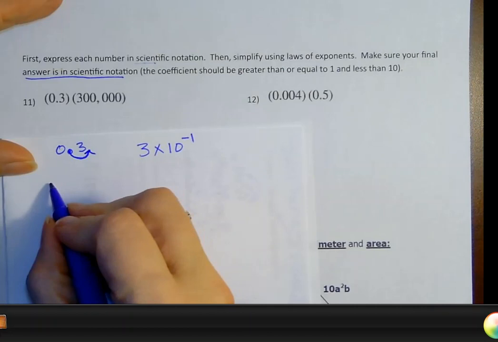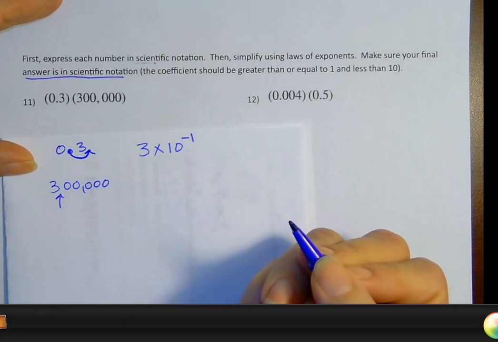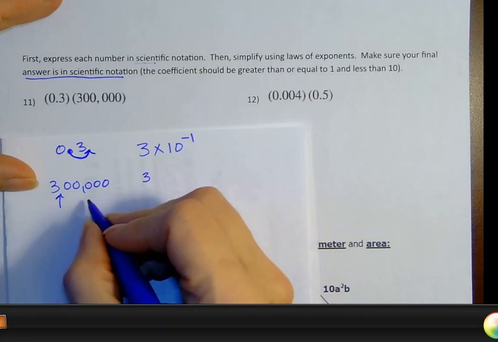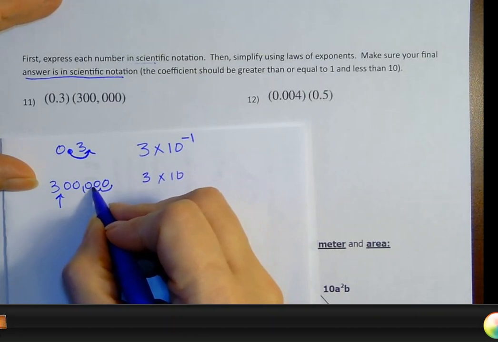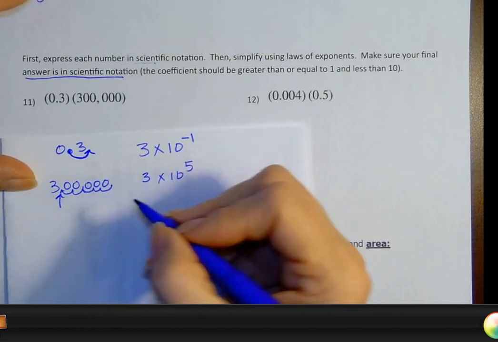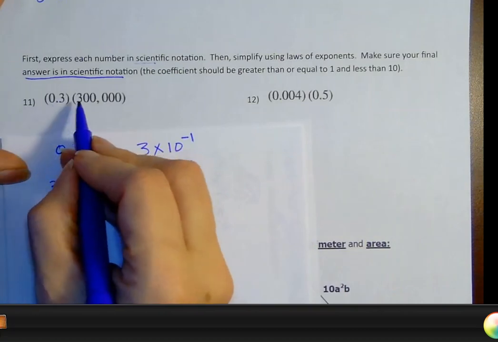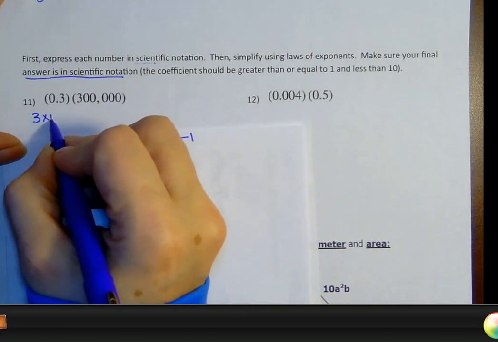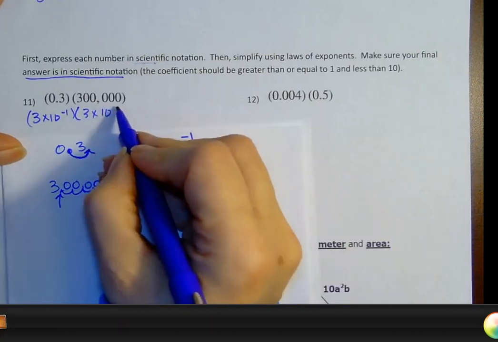If I want to write 300,000 in scientific notation, I want my decimal right there. Remember this. Okay, and so it's going to be 3.0, or 3 times 10 to the, my decimal originally was here, and I went 1, 2, 3, 4, 5. I moved it 5 spaces, and 300,000 is a pretty big number, so we're going to say 3 times 10 to the 5th. Those are the two factors that I have, but now they're written in scientific notation. So I'm going to rewrite that: 3 times 10 to the negative 1 times 3 times 10 to the 5th.